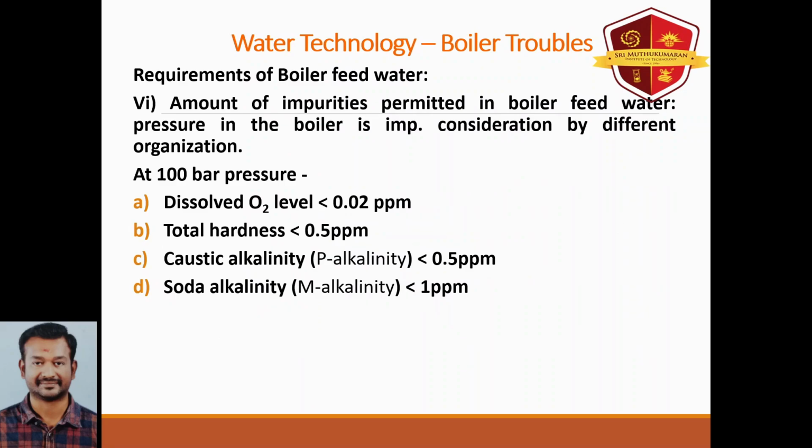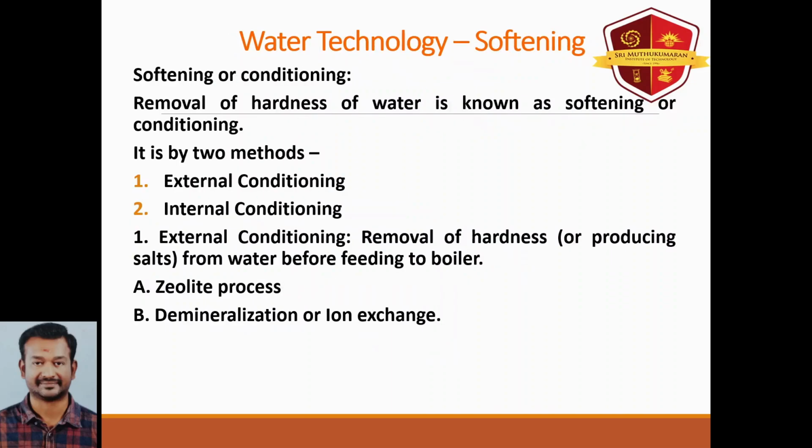The amount of impurities permitted in boiler feed water depends on the pressure in the boiler, an important consideration specified by different organizations. At 100 bar pressure, dissolved oxygen level is less than 0.02 parts per million, total hardness less than 0.5 parts per million, caustic alkalinity less than 0.5 parts per million, and soda alkalinity less than 1 part per million. Softening and conditioning: removal of hardness of water is known as softening or conditioning.